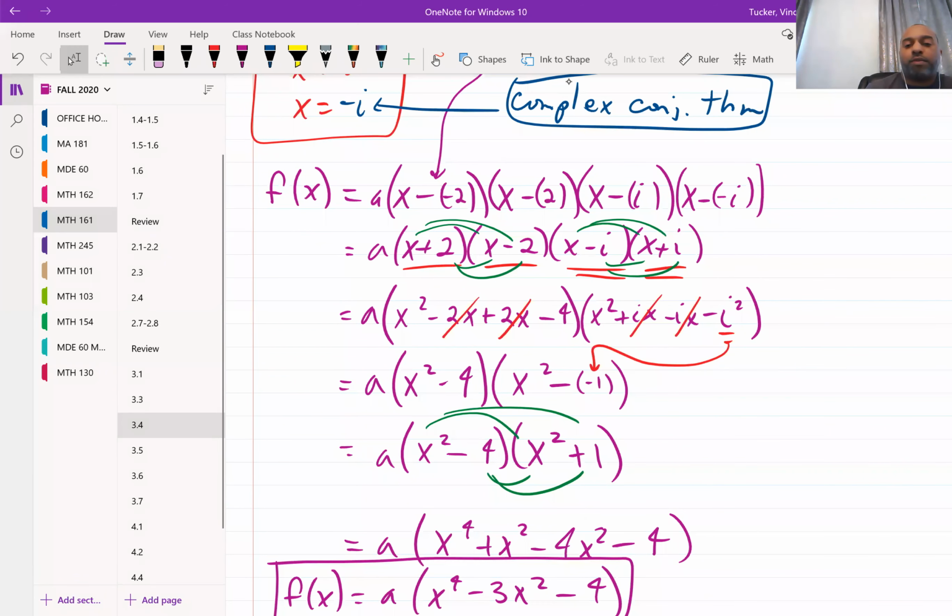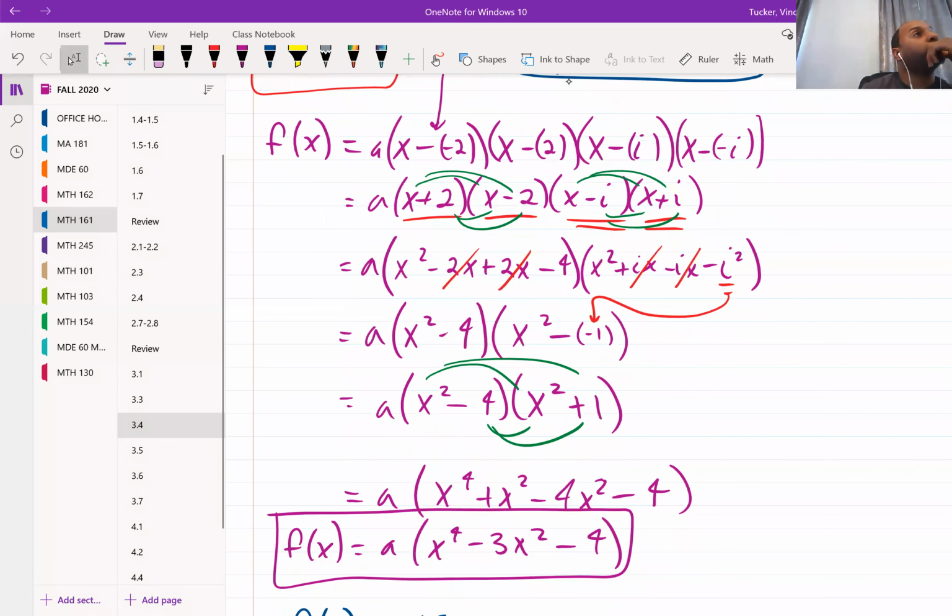Distribute x squared minus 4 into x squared plus 1. That gives us x to the fourth plus x squared minus 4x squared minus 4. Combine your like terms in the middle. That'll give us minus 3x squared.